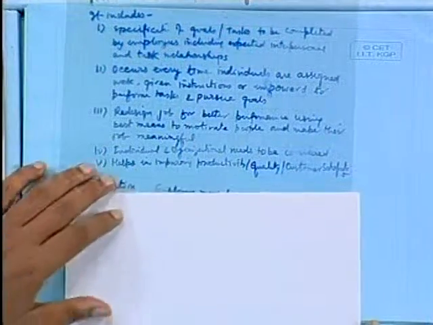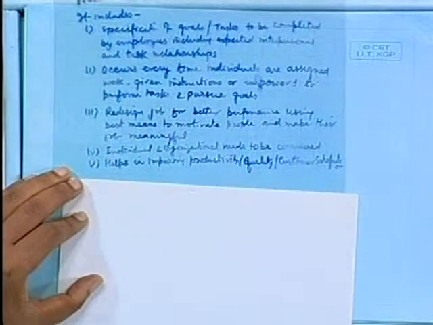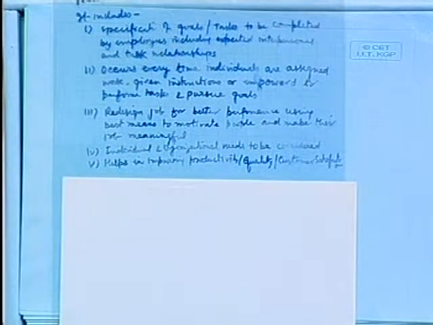since jobs are interdependent. So, it does not only include completing certain tasks which are assigned to you, but also what kind of behavior is expected from you while performing a particular job, that is task relationship and interpersonal relationship, how you relate yourself with others in the organization. It may be your supervisor, it may be your subordinate. Okay. Now, if you look at the next point, that is, it occurs every time individuals are assigned work, given instructions, are empowered to perform tasks and pursue goals.